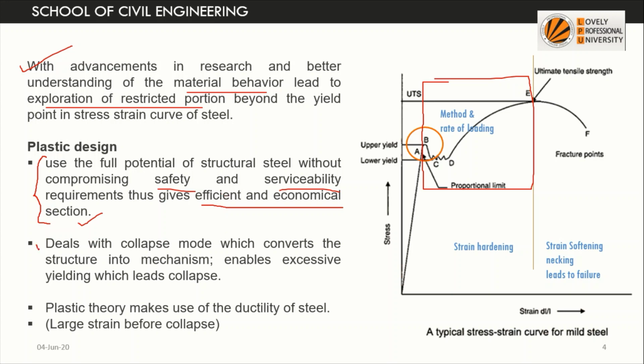Plastic design also deals with the collapse mode, which converts the structure into a mechanism. We will see what a mechanism is. It uses the ductility of the steel, which ensures that large strain or large deformation takes place before collapse actually occurs.